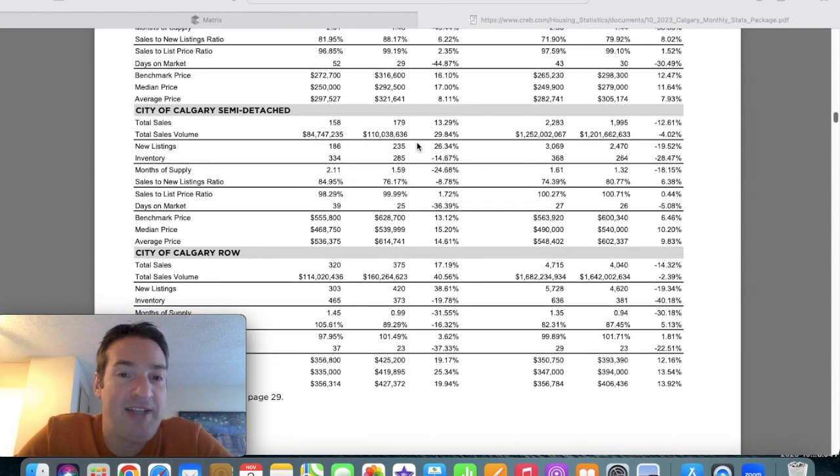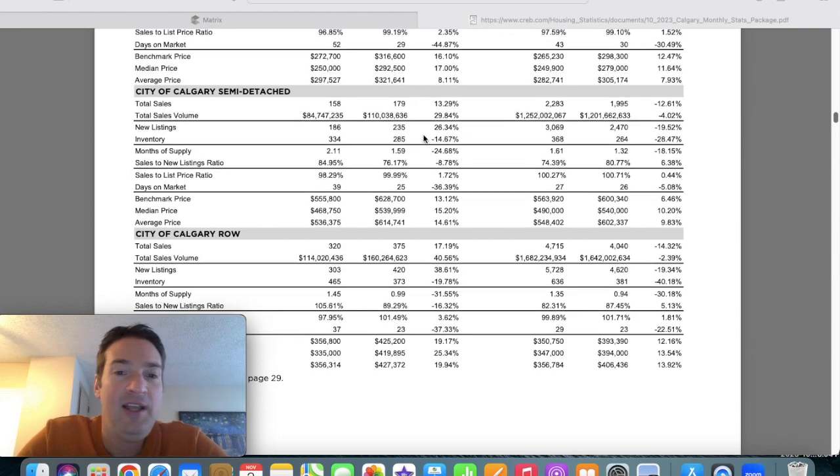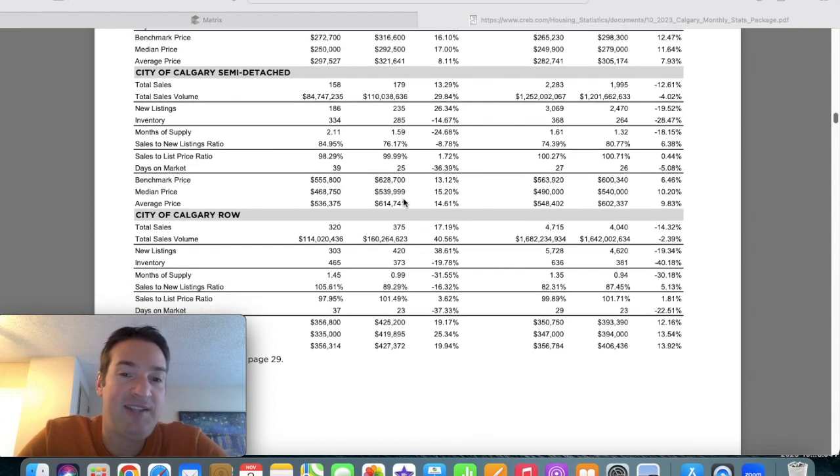And for semi-detached, these are duplexes. Total sales up 13% to 179. New listings, 235. That's up 26%. Inventory is down as well, down 14%. Months of supply, 1.59 months. So the same idea. It's a very tight sector. 99% of list price or sales to list price ratio. 25 days in the market, and the average price is $614,000, up 14%.